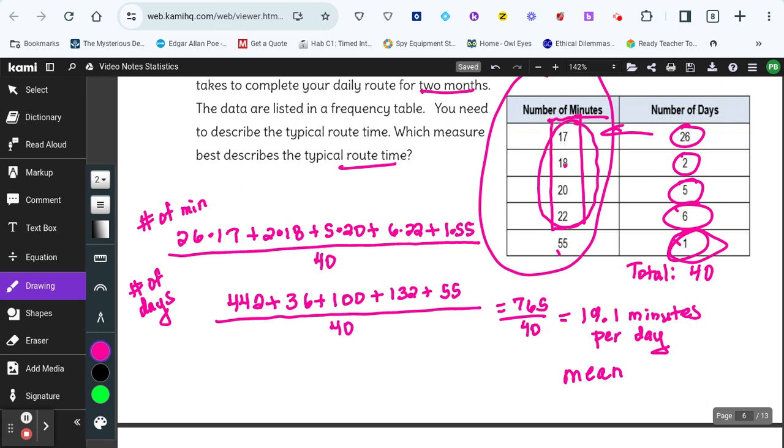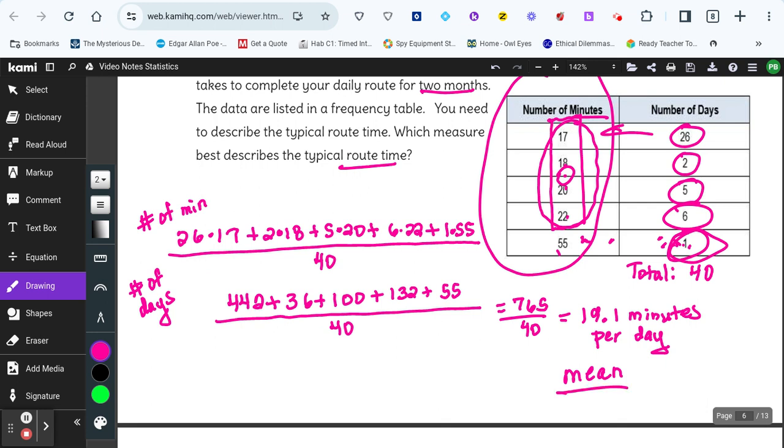19 is 17, 18, 19, 20, 20. 19 will be somewhere in the middle. Again, this didn't really affect it, although it is an outlier, because it was only one number out of 40. Okay. So it didn't really have a major pull on it. Even if I remove that 55, so I'm going to go back and take 765 and remove that 55, and then divide it by 39. You get 18.2. So it had somewhat of like 9/10 of an effect on it. It pulled it up by 9/10 of a minute, which is not very much at all.